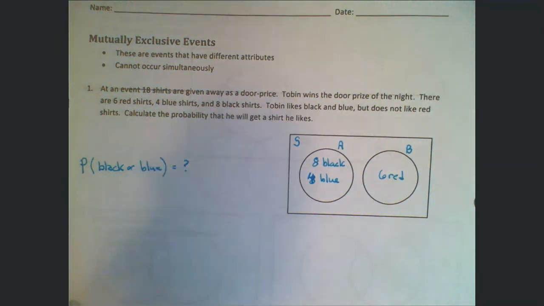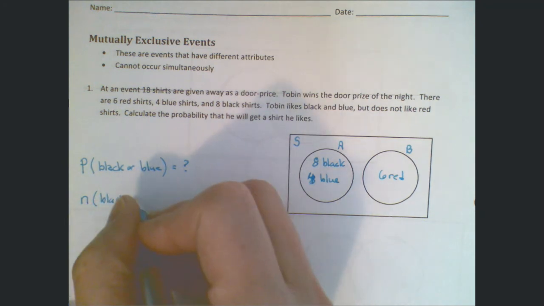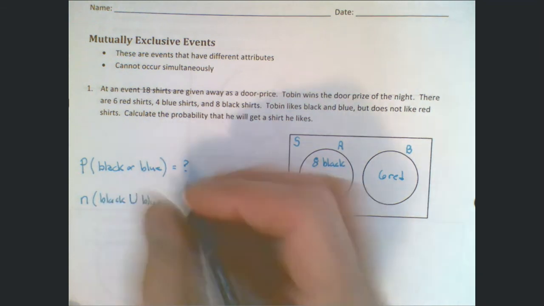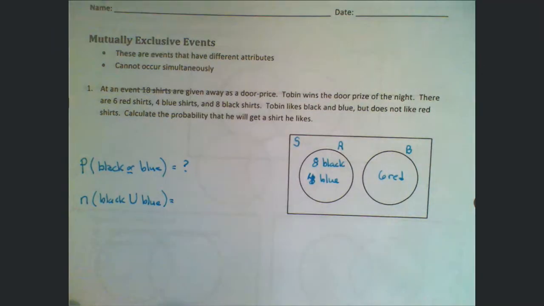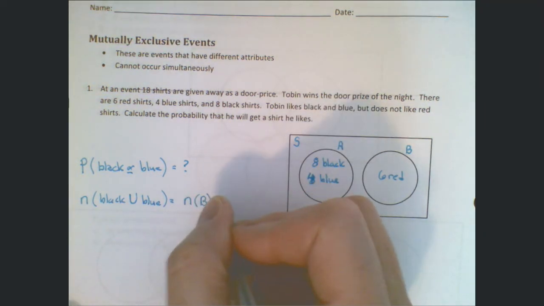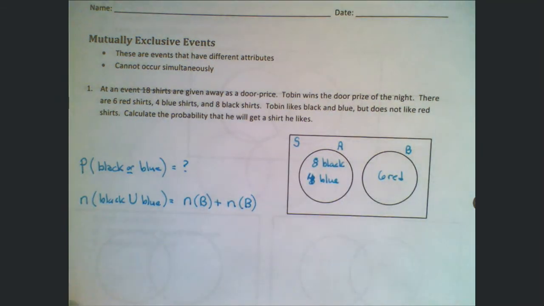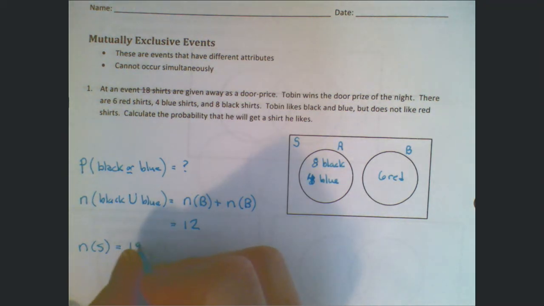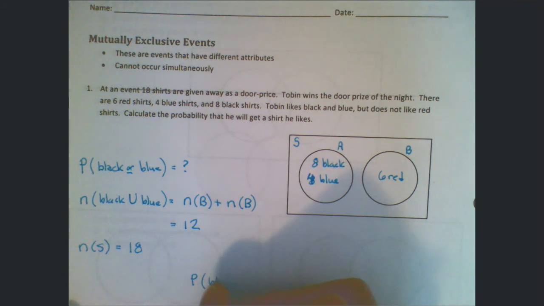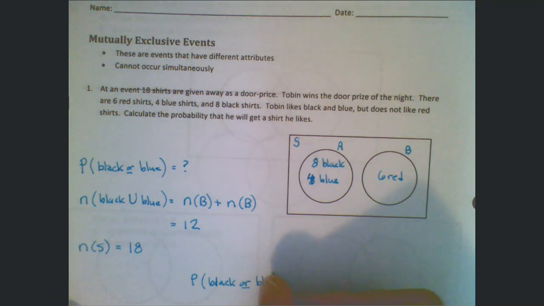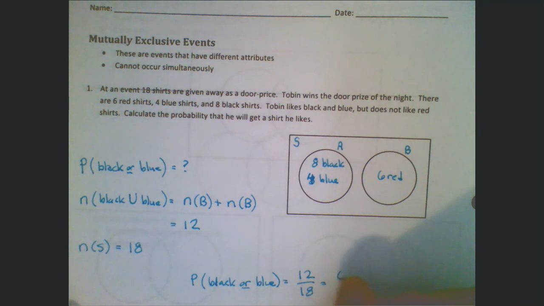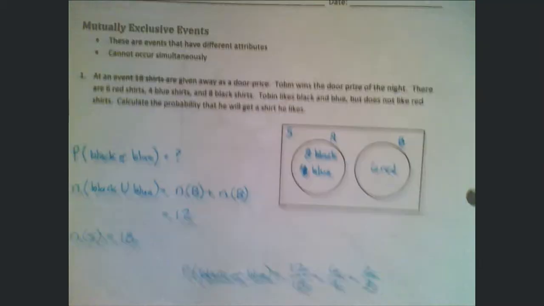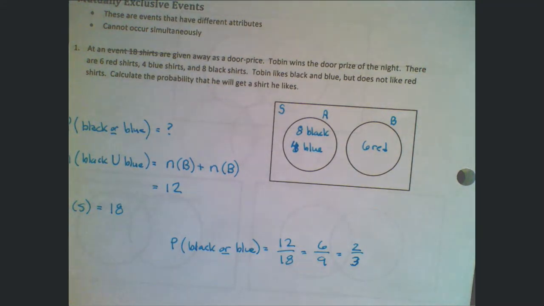So what is that probability? Well, let's figure out the number of black or blue. I like the word or, it makes it easier to read. It is simply the number of black shirts plus the number of blue shirts, and we know that is 12 shirts that he likes. The total number of shirts in this system is simply 18. So the probability that he gets a black or a blue is 12 over 18, 6 over 9, 2/3. So 2/3 probability that he'll get a shirt that he likes. The probability that he won't is only 1/3, and that's simply 1 subtract that.